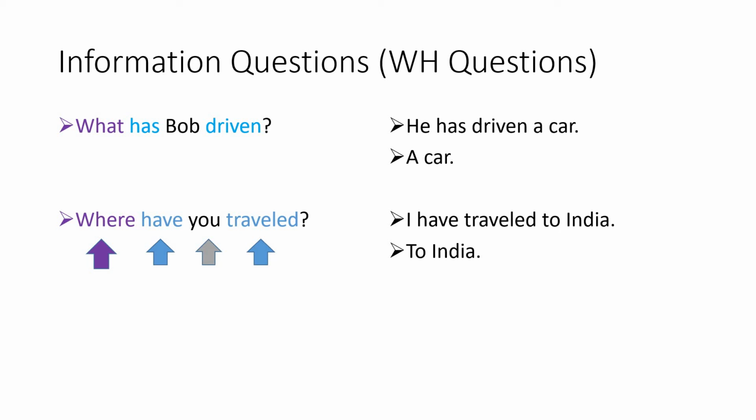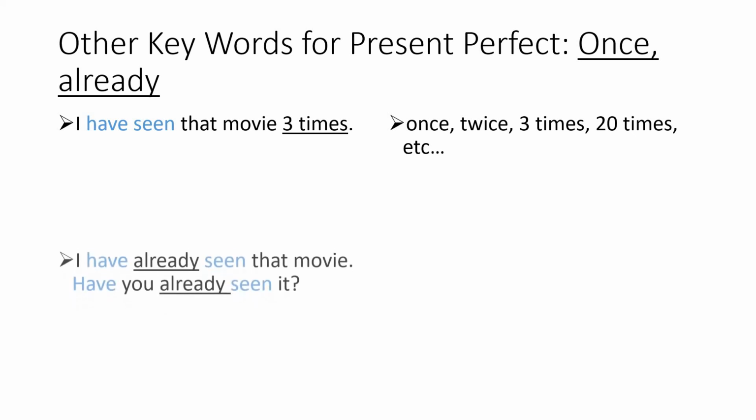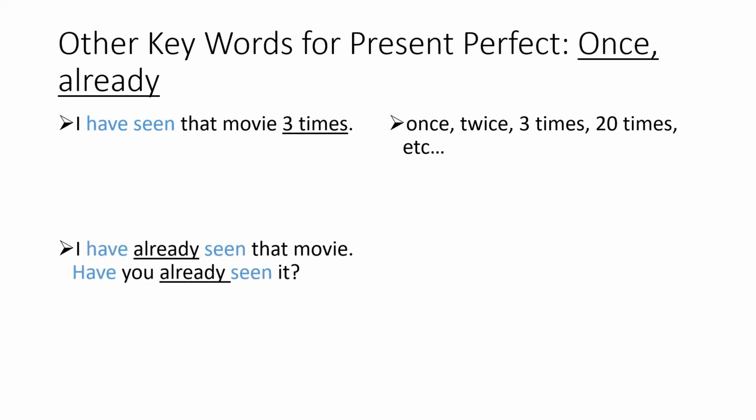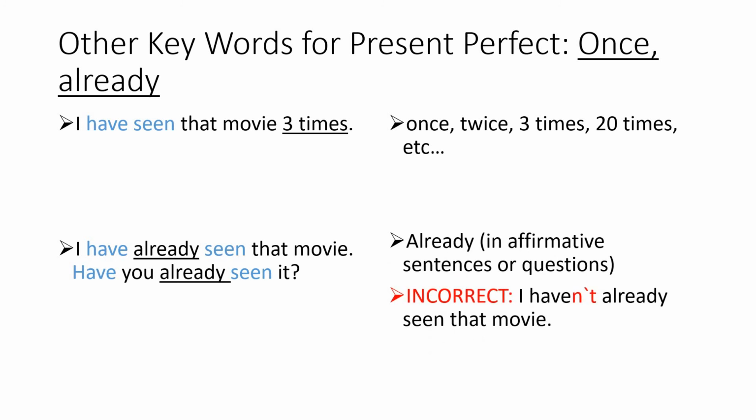Present perfect has many keywords which can be used in this tense. They are once, already, still, yet, ever, and never. Here's another example. I have seen that movie 3 times. Use present perfect with words like once, twice, or 3 times. Also, I have already seen that movie. Already can be used in affirmative sentences or questions.